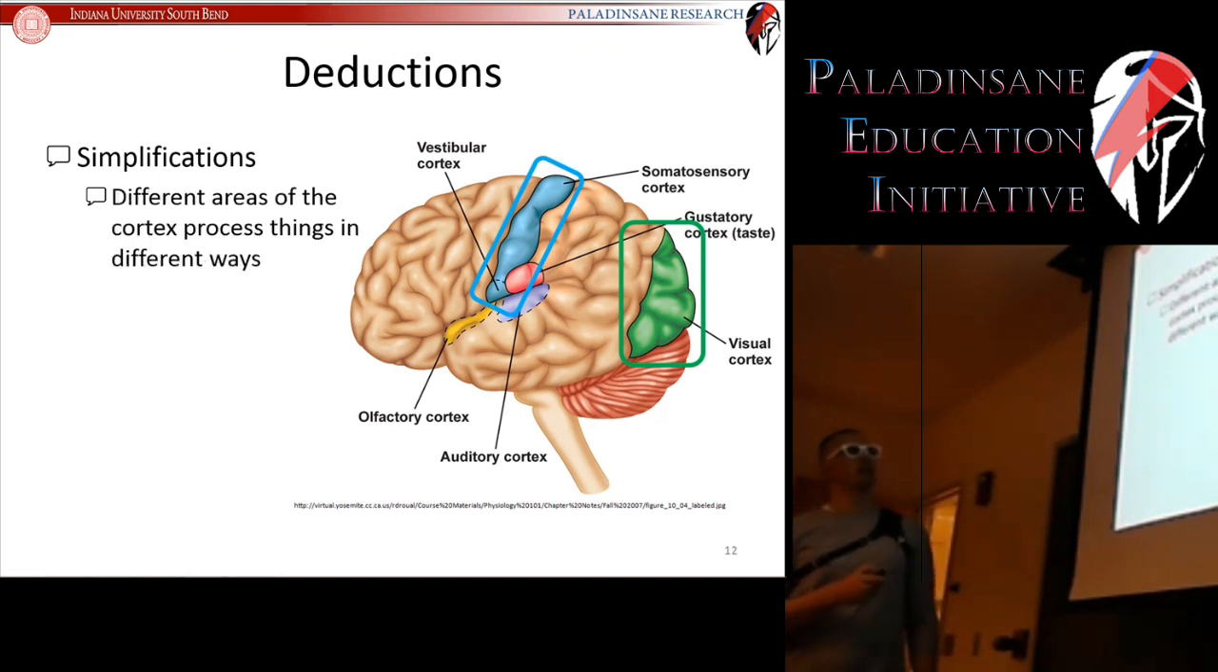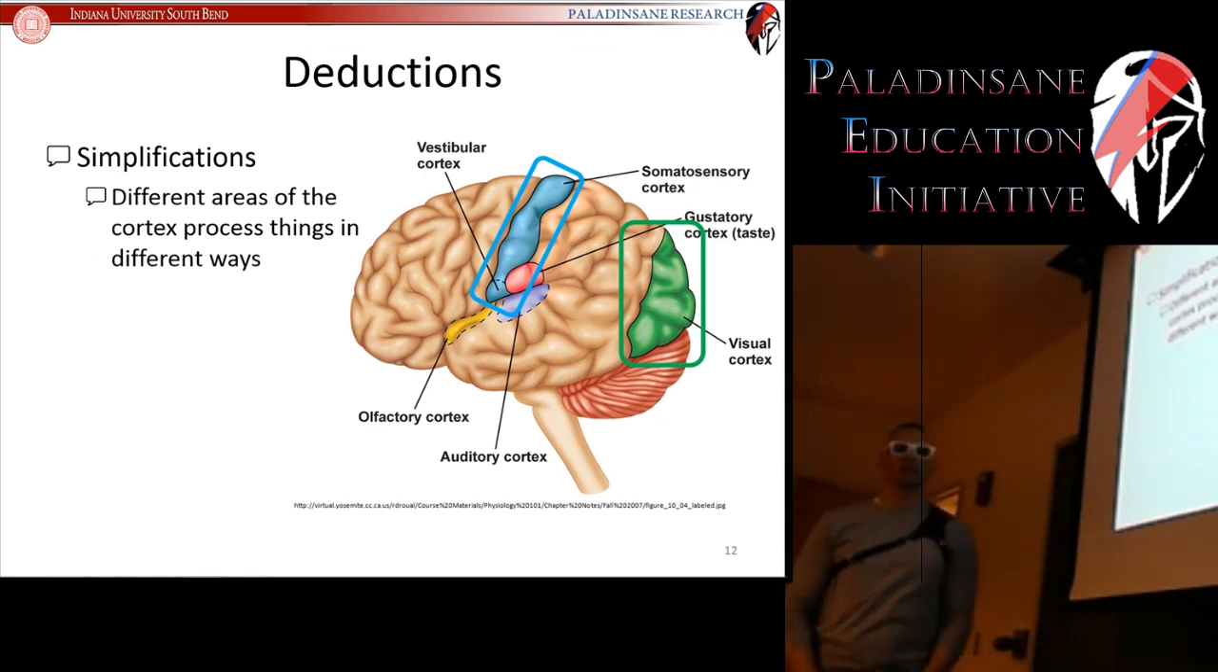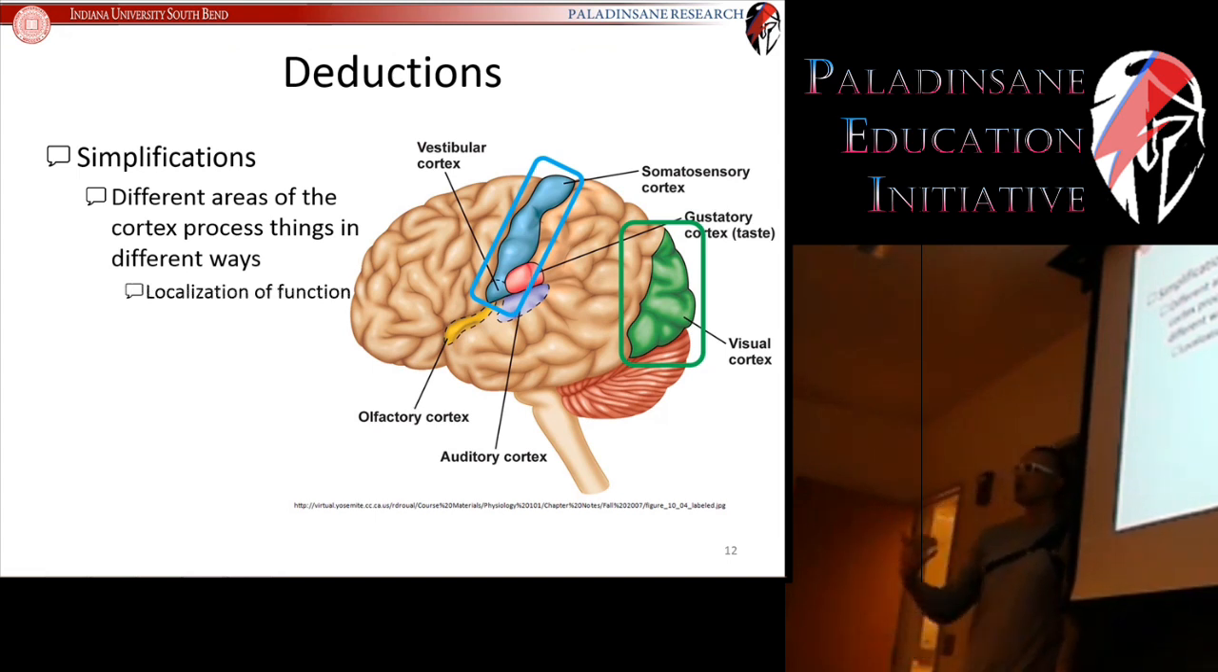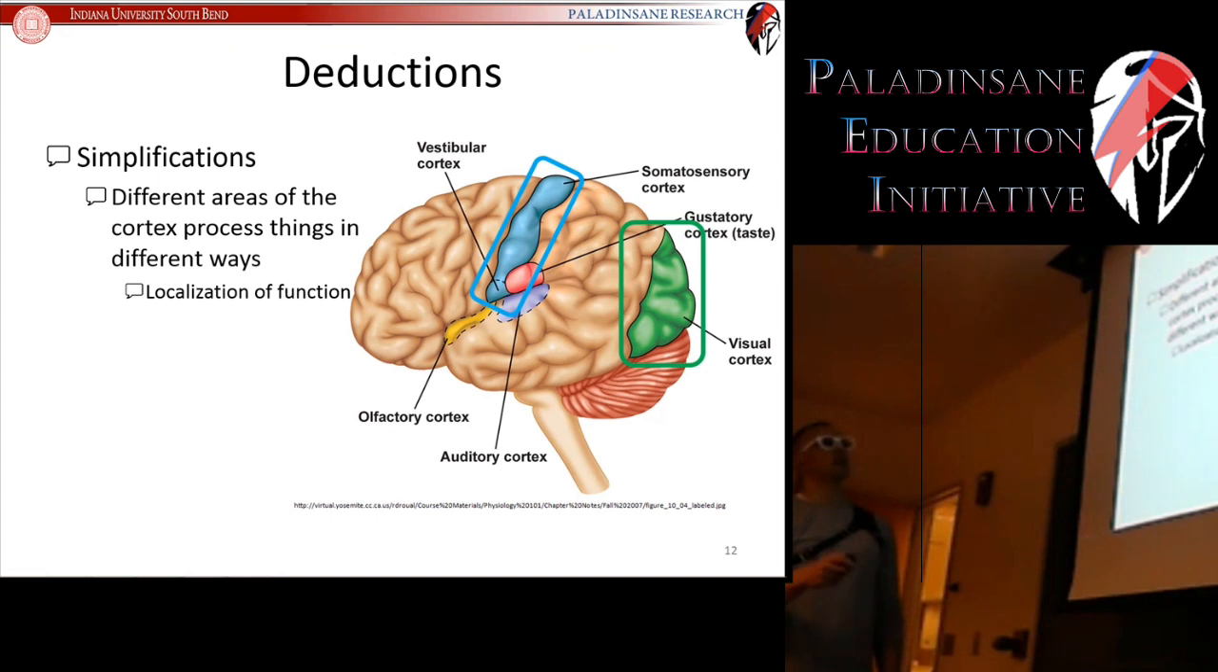And then the last piece that we need is this idea that different areas of the cortex process things in different ways, and this is known as localization of function. So different areas of the brain process different types of information, and they process it in different ways. Your visual system processes visual information in a certain way. Your somatosensory region processes tactile information in a certain way. Again, simplification, but in general true, this is generally the way that things work.